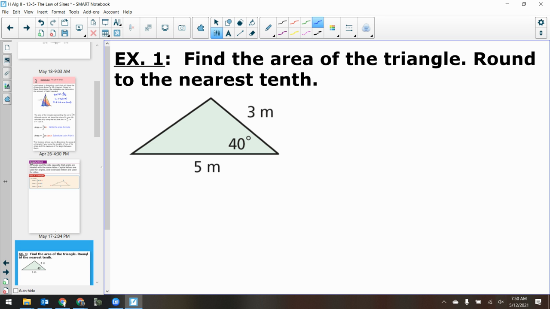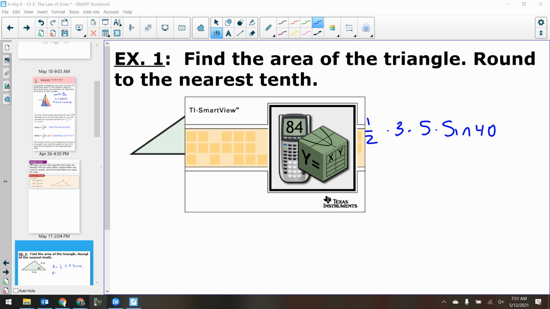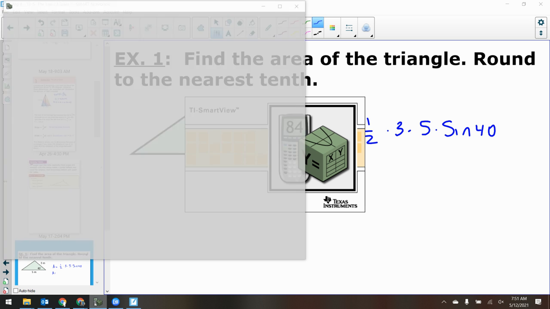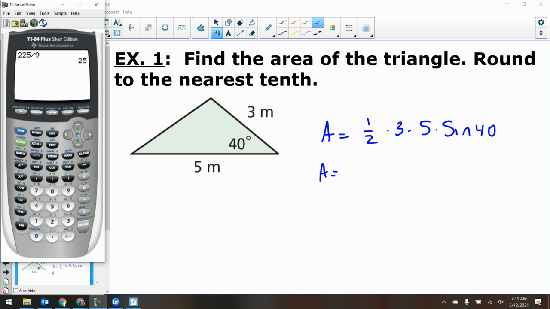So I'm going to use my area formula, 1/2 AB sine C. As long as I know I have that side angle side relationship, I can say area is equal to 1/2 side length times side length times the sine of the included angle. So let's go and take a look. Let's see, 0.5 times 3 times 5 times sine of 40. 4.8.